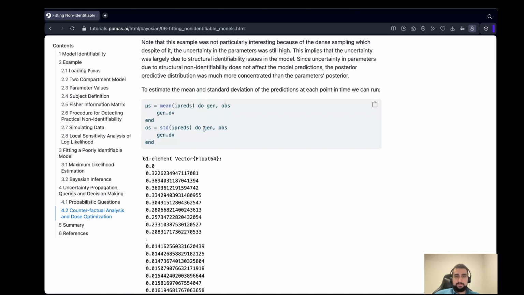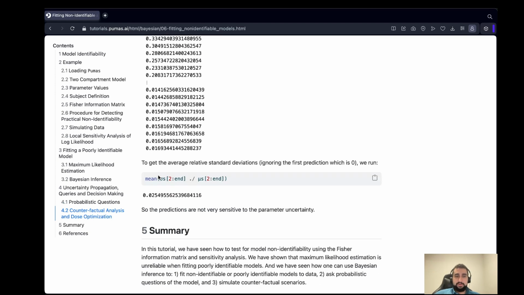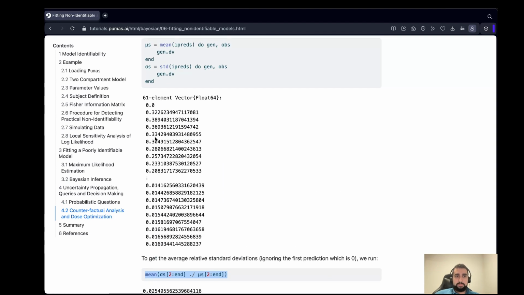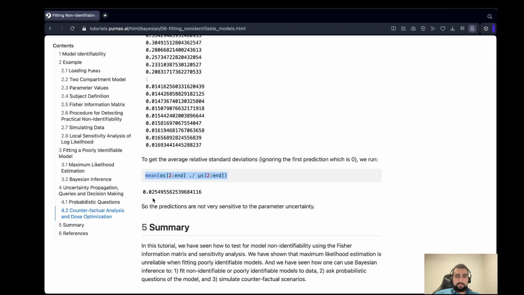Now, each of those is going to be a vector over time. So mu will be a vector over time, and sigma will be a vector over time as well. And so what I do here is I ignore the first time point, and I just divide the rest. So I divide the sigmas by the mus. I want to get the relative standard deviation here, ignoring the first point because the first point has a mu of 0, basically.